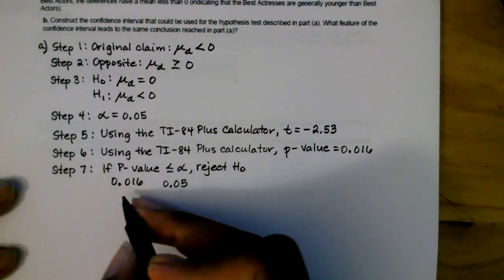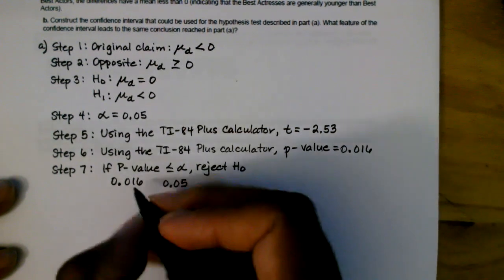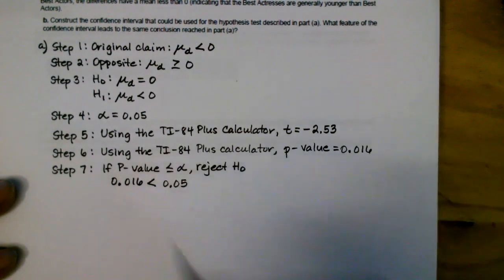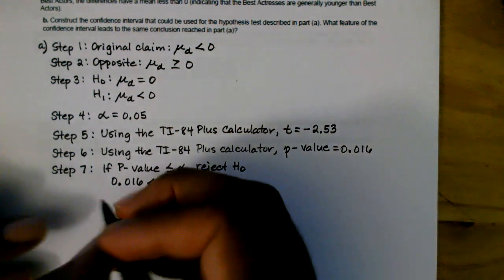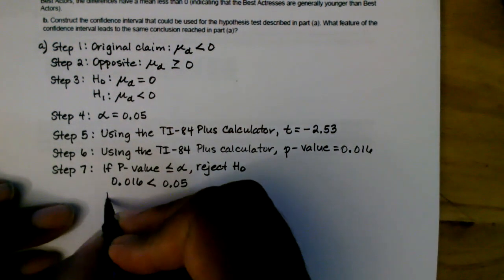Now, if we compare the two, 0.016 is definitely less than 0.05. And it does satisfy the decision rule. So that means I need to reject the null hypothesis.